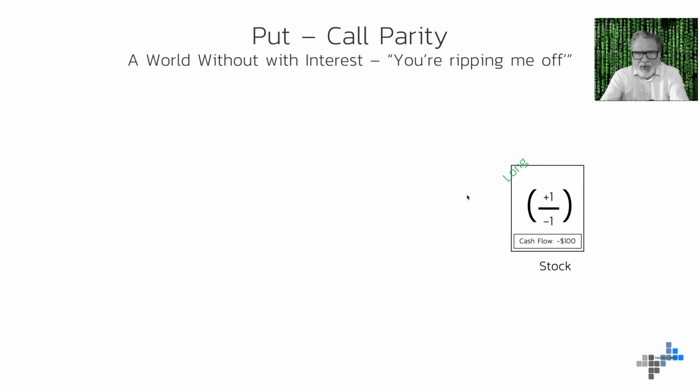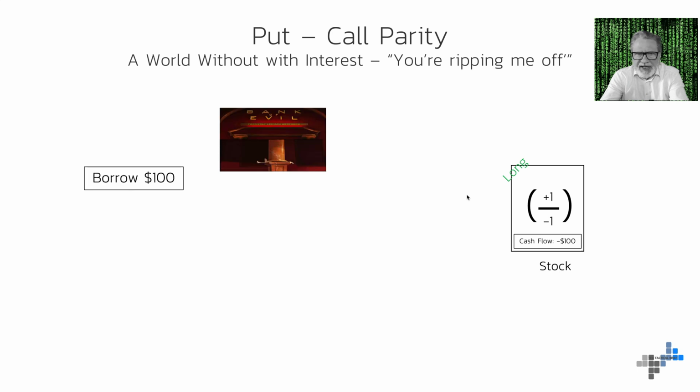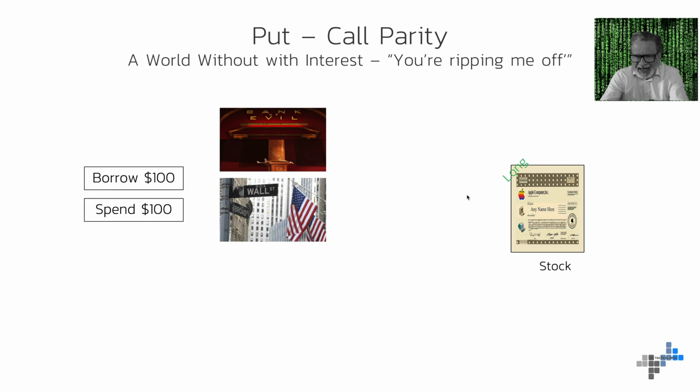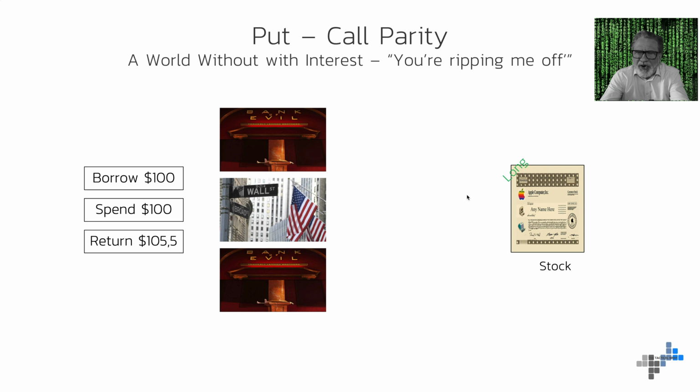So, what happens now in a world where we have interest rates, the more likely scenario? You want to go long the stock, you do the same thing again. You go to Bank of Evil and say, I want to have $100. You spend this $100, buy yourself a wonderful Apple share, but Bank of Evil has given you the condition they want 105.5 back. Where's the $5.50 coming from?